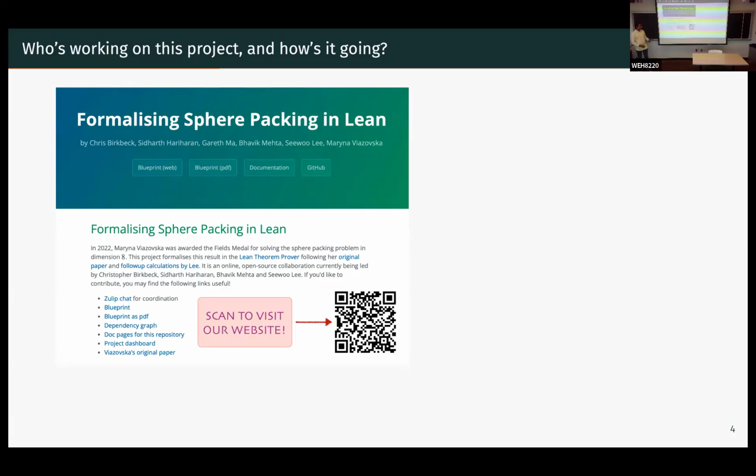The blueprint, by the way, the first version of it was written by Viazovska herself, and it's since been edited by all of us collaborators. And this is all of us who are working on it. Of these people, Chris, myself, Bhavik, and Siu are maintaining this project. So we're the ones who will review any contributions that are made by open source contributors from the Lean community.